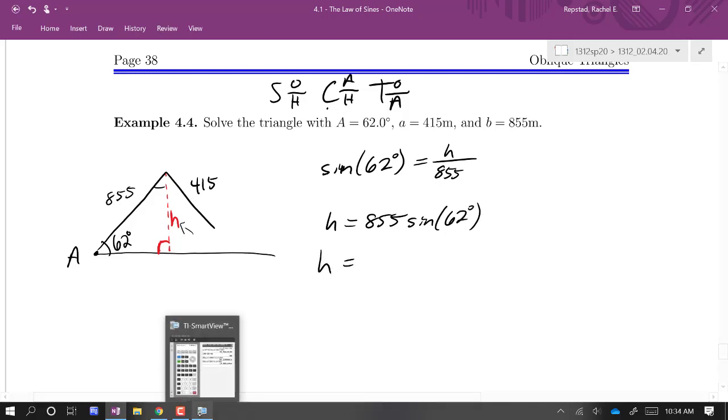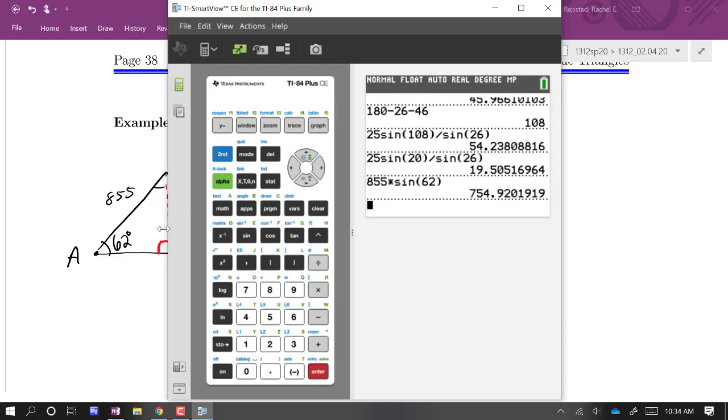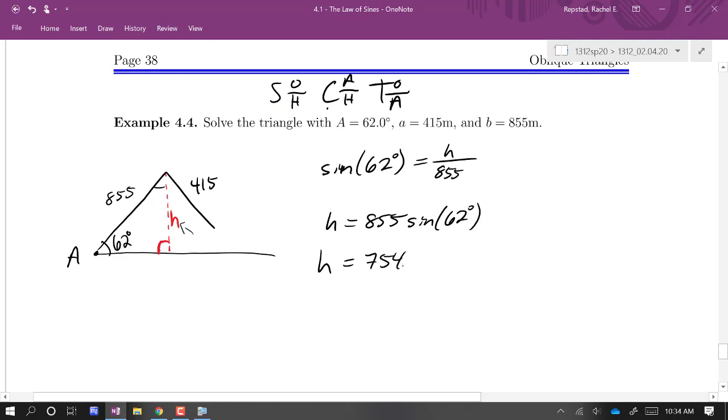Let's find that height. We get 754.92 meters. What does that tell us? It's larger than side A, so this h is longer than this side. If this were a hinge just hanging there, it never touches. It's not long enough to make a triangle. So side A is less than h, and that means that there is no solution.